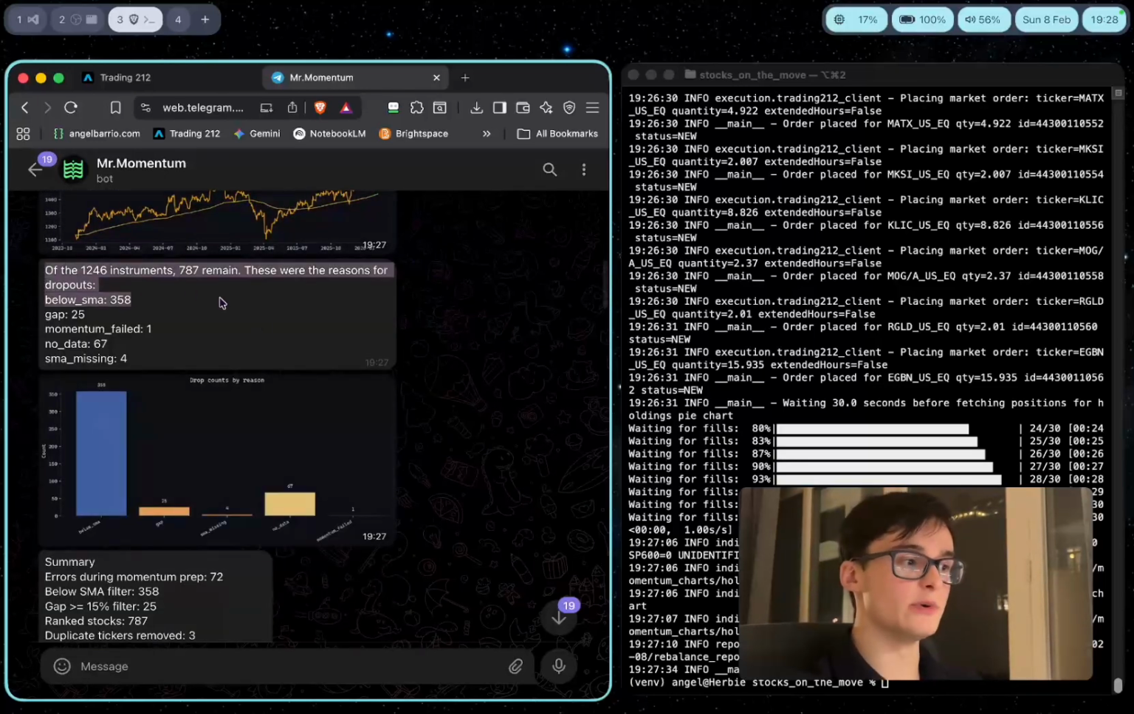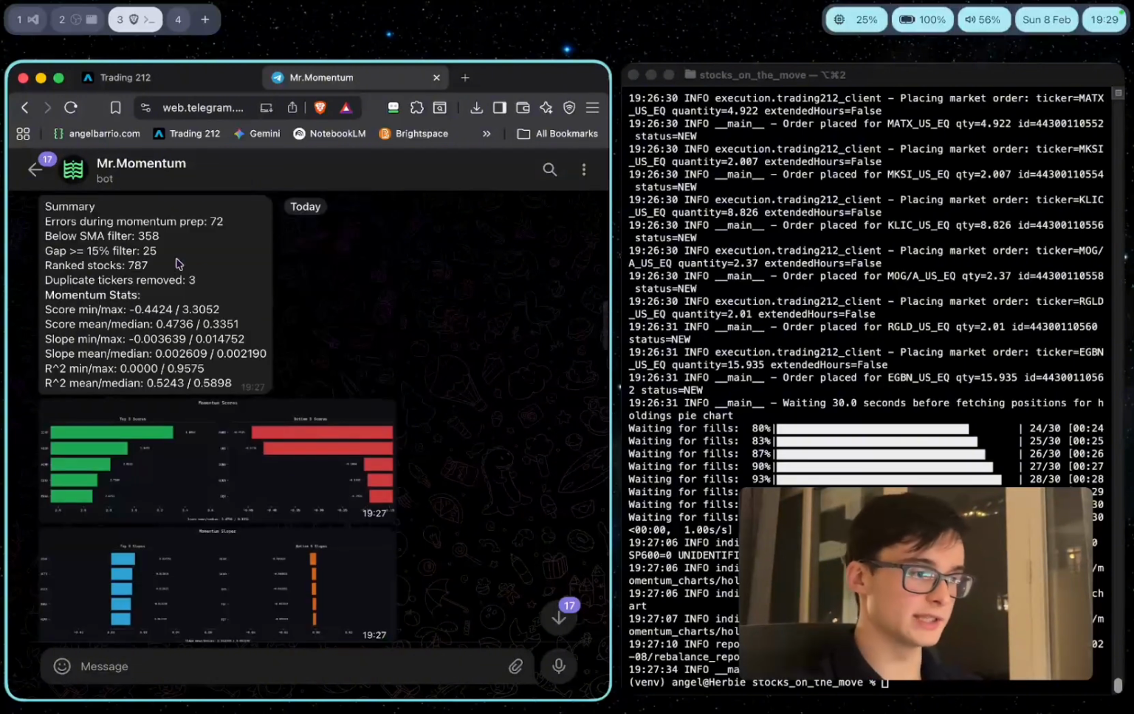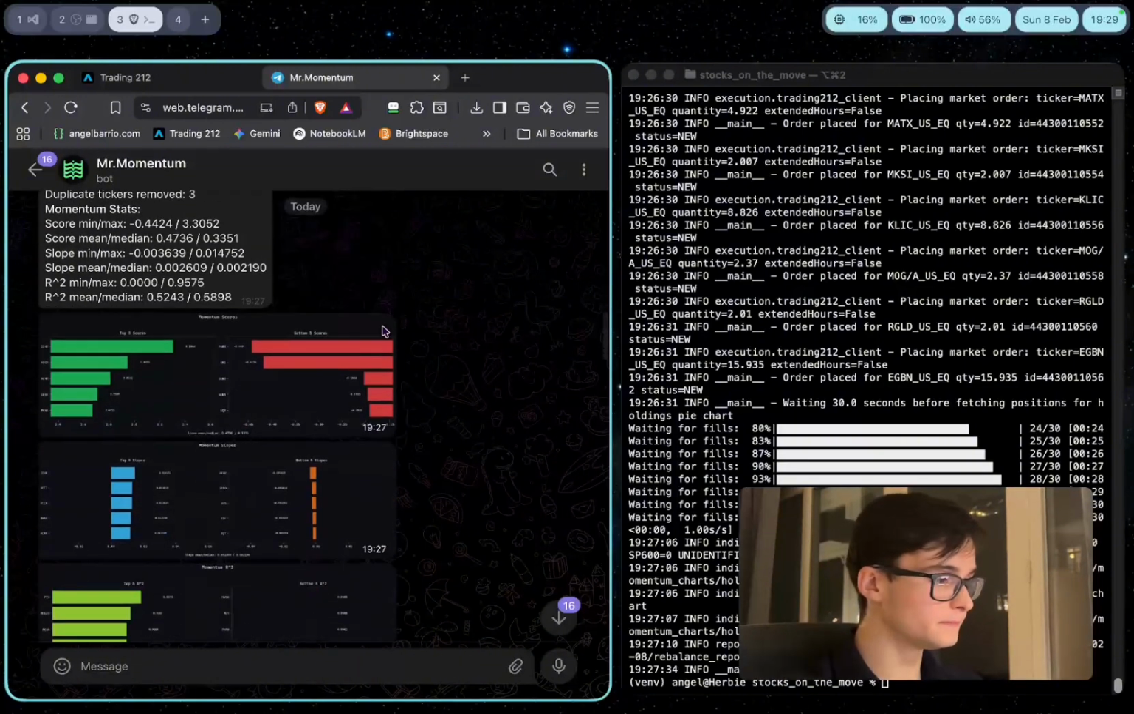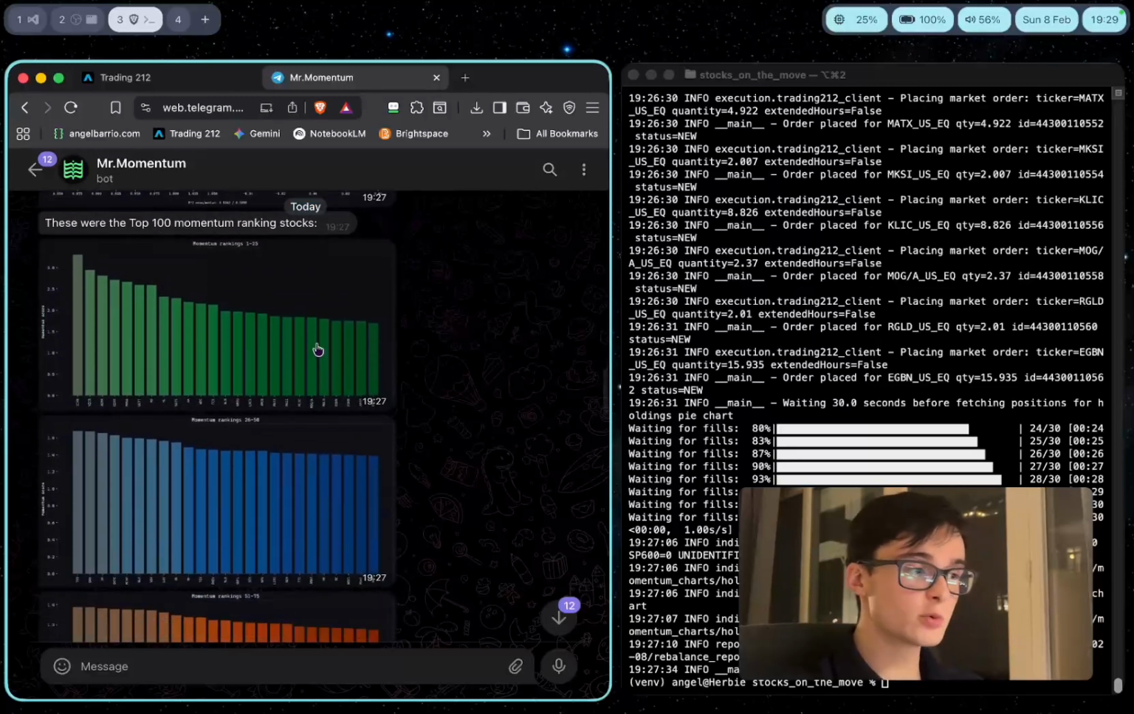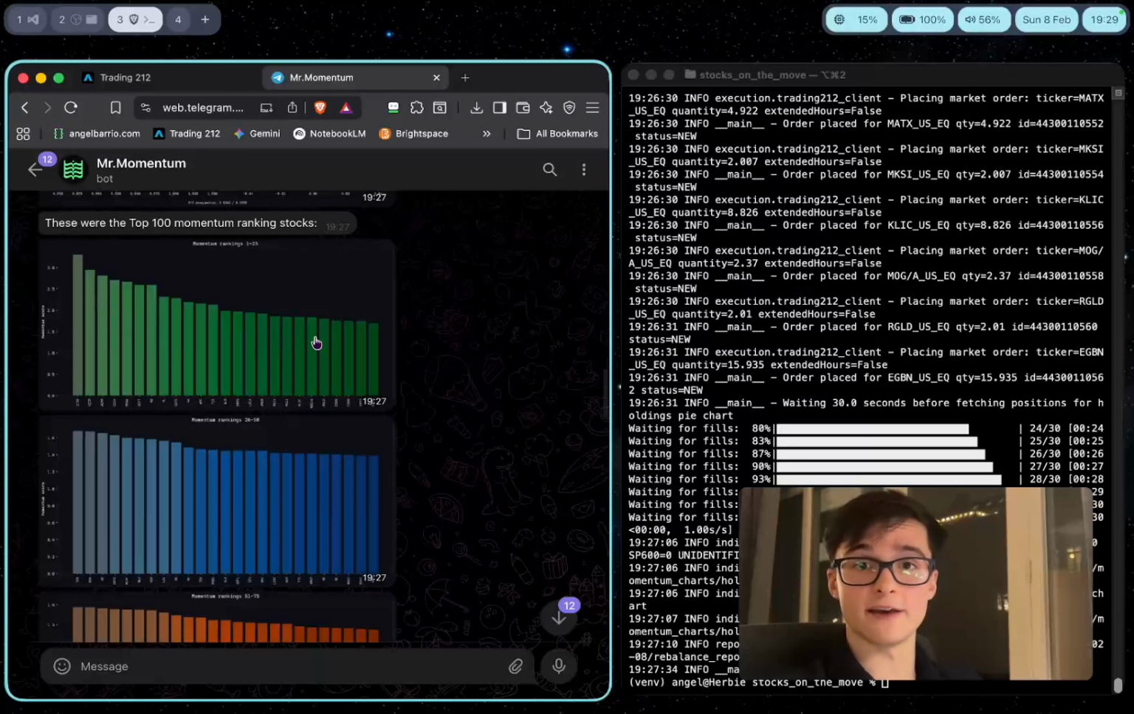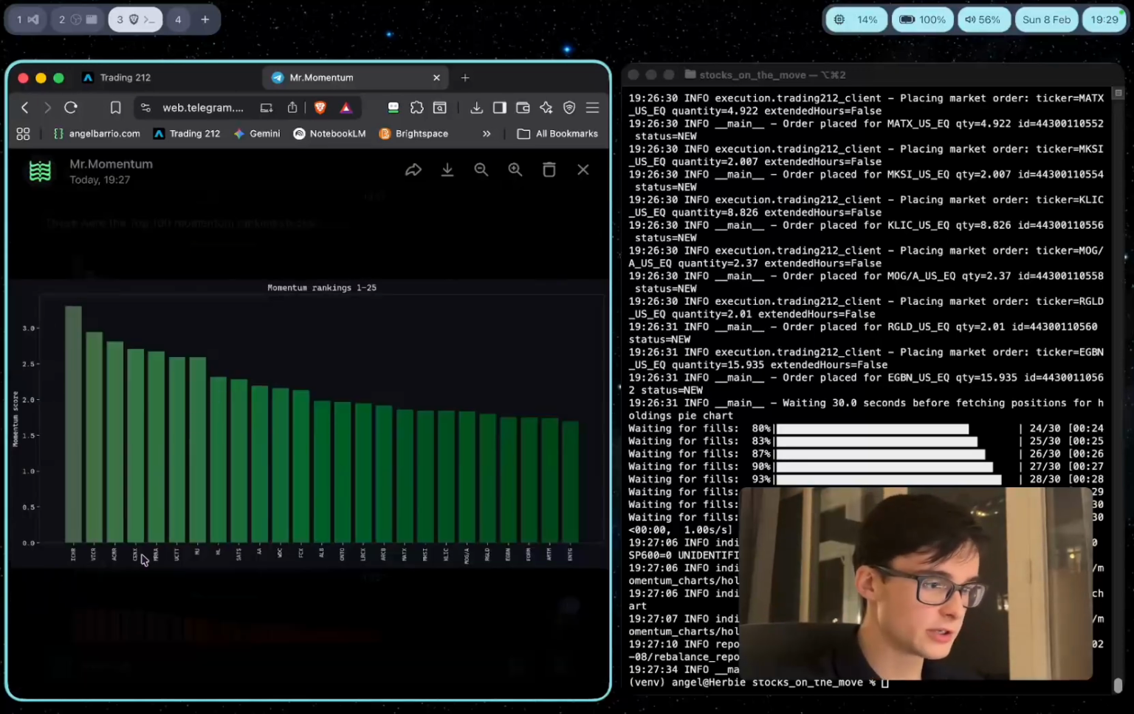It then shows us the ones that we dropped out for the reasons that I mentioned before, which were 358 of them were below their SMA, 25 of them gapped more than the 15% in the last 90 days, and etc. We get some cool statistics about our momentum regression. And these were the top 100 stocks ranked by momentum. We're only ever really going to hold the top 25, at least with the parameters that I've set by default. And these are pretty interesting to look at.